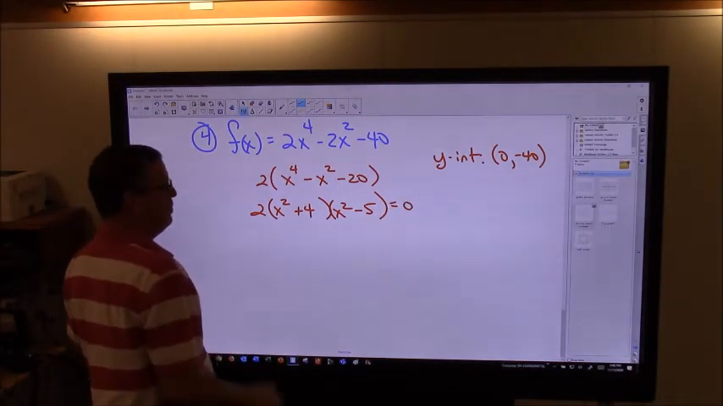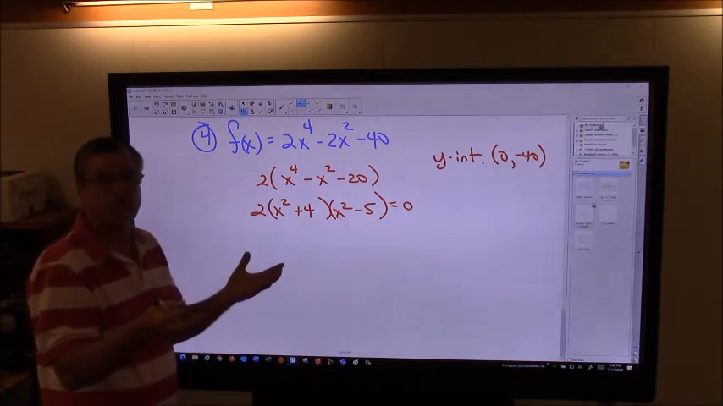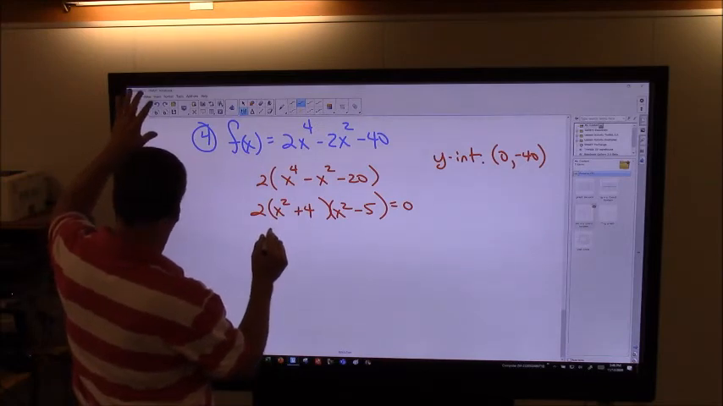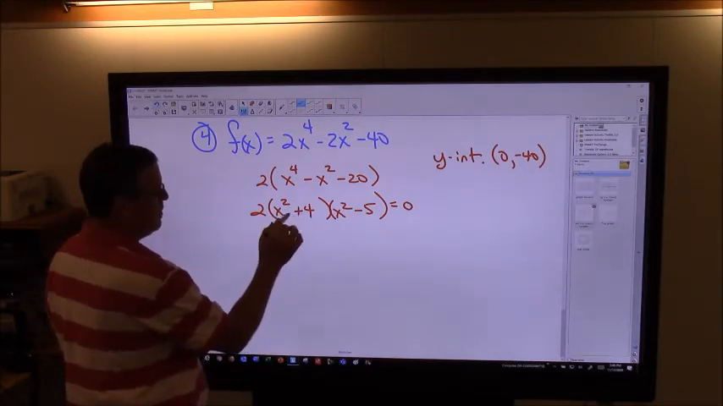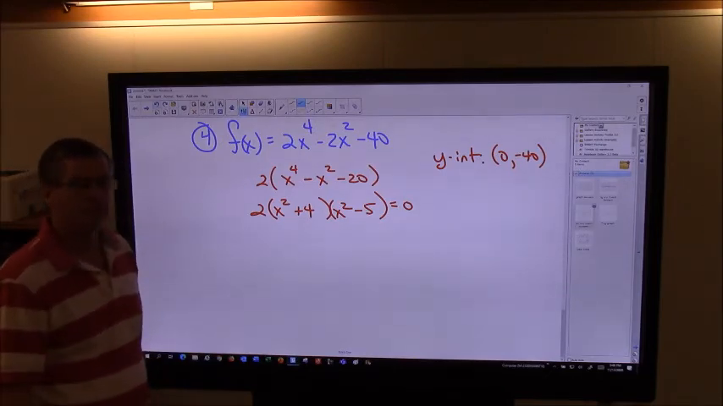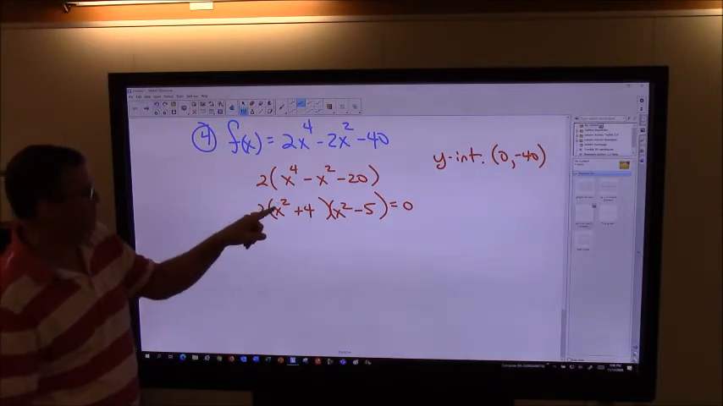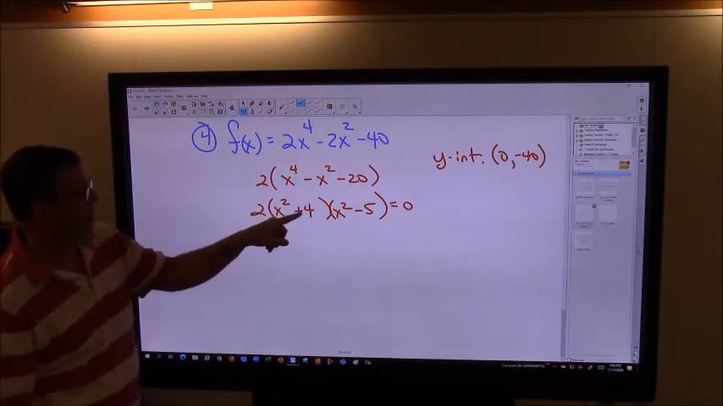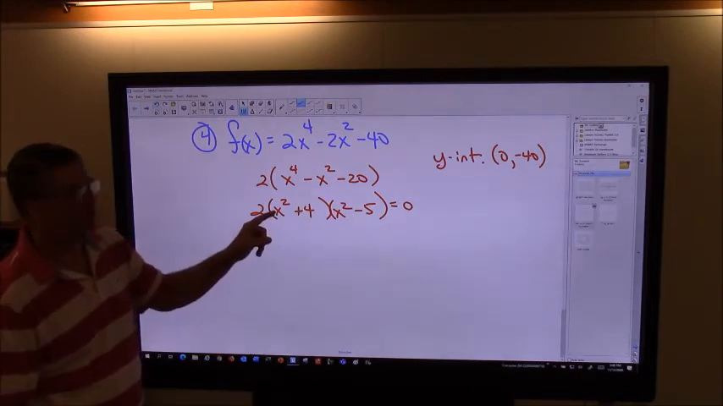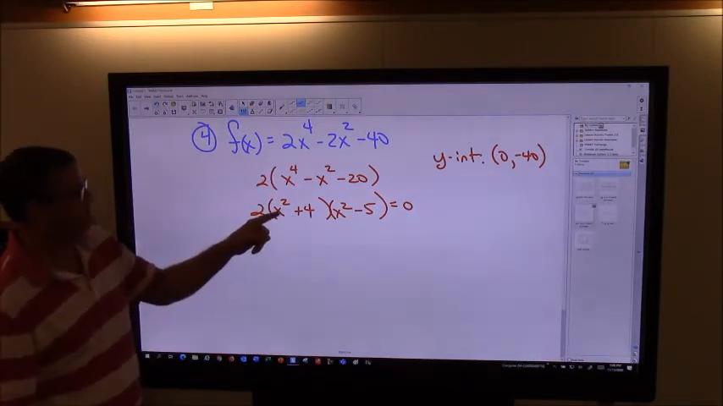If I'm looking for zeros, this 2 will never equal 0, right? 2 cannot equal 0. If I look at this right here, I will never be able to make that equal 0. Never. Why? Because if you plug in a negative number, the moment you square it, you get something positive. You add 4, you just have a bigger positive number. Plug in a positive number, square it, you get something positive. Add 4, you get a bigger positive number. That will never equal 0.